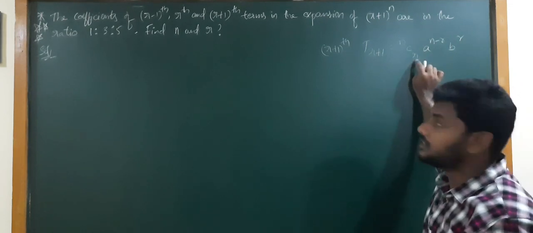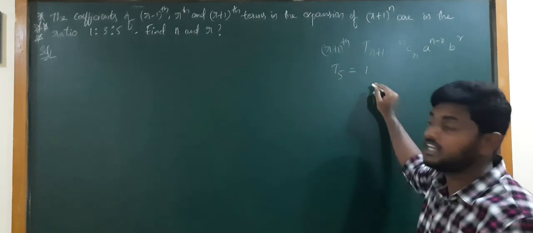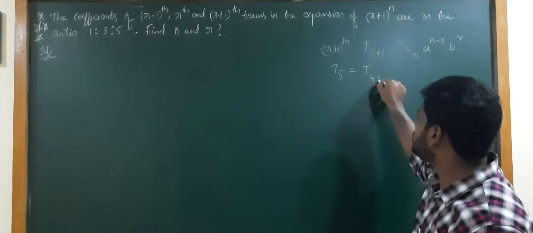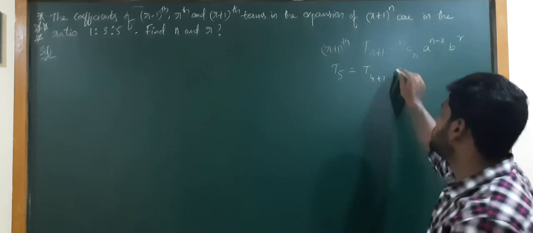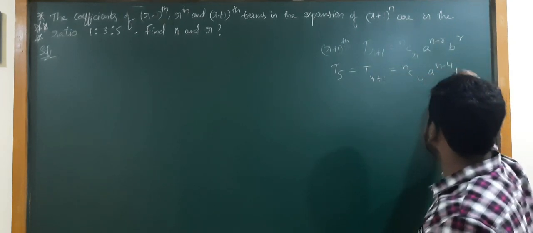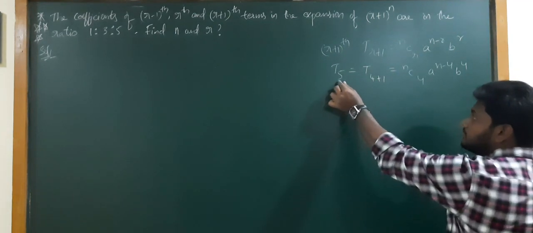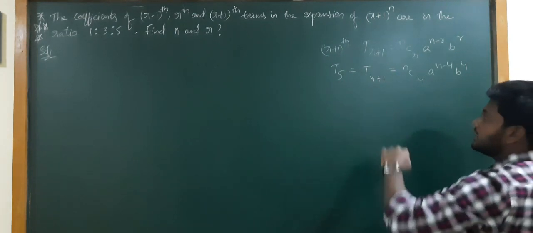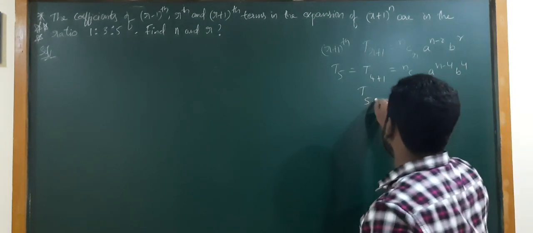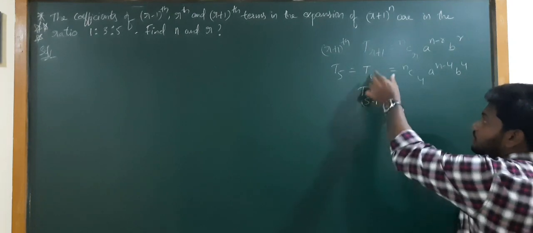This is r. For example, if you want to find T5, how will you write? T(4 plus 1), which is equal to nC4 a to the power of n minus 4 into b to the power of 4, right? If you want to find the 5th term, r should be equal to what? 4. Nothing but T(5 minus 1 plus 1), right or not? So this is how we will do.